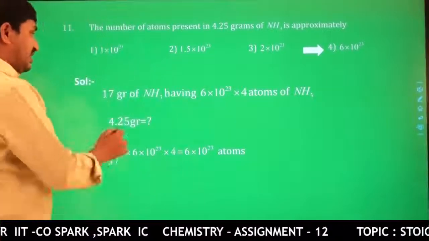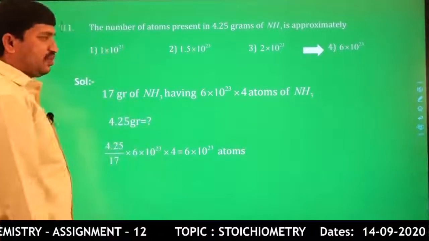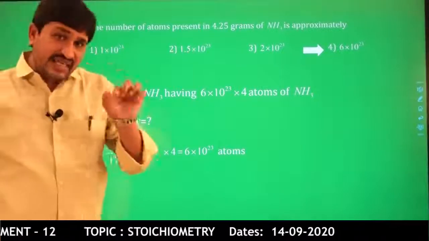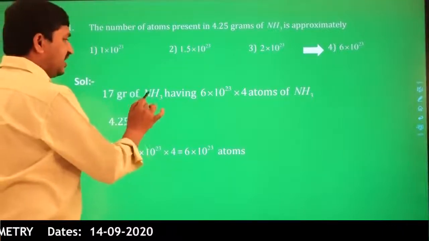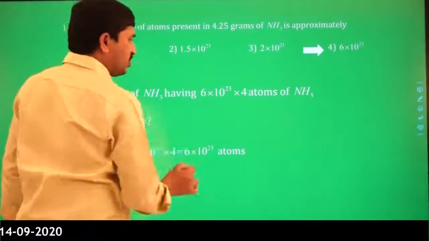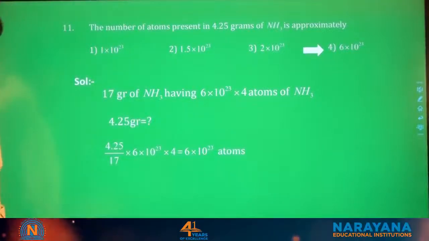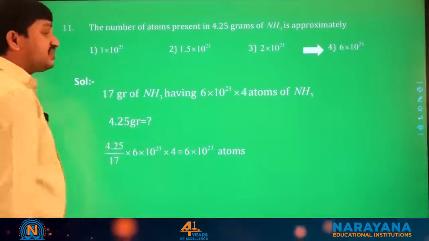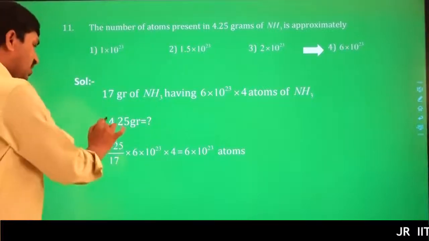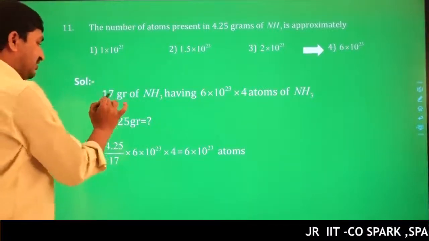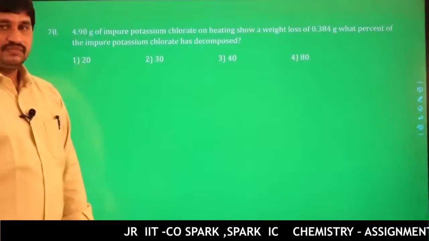And also, 17 grams of ammonia has 6.023 into 10 power 23 ammonia molecules into the number of atoms, 4. That means 17 grams of ammonia has 4 times 6.023, that is 24 into 10 power 23 atoms. Then 4.25 grams of ammonia contains how many atoms? Then you simplify: 4.25 divided by 17 into 6.023 into 10 power 23 into 4.